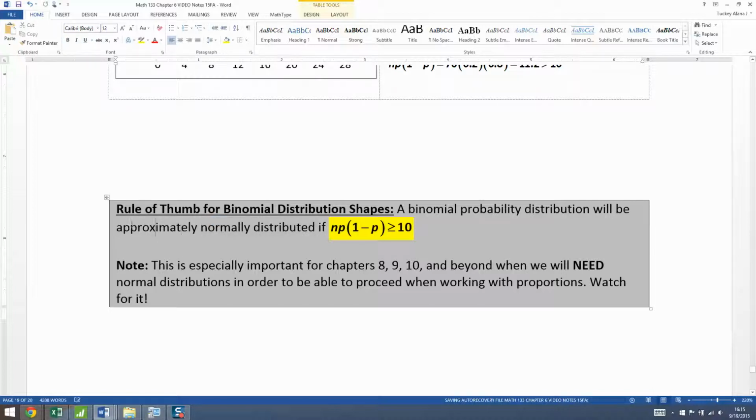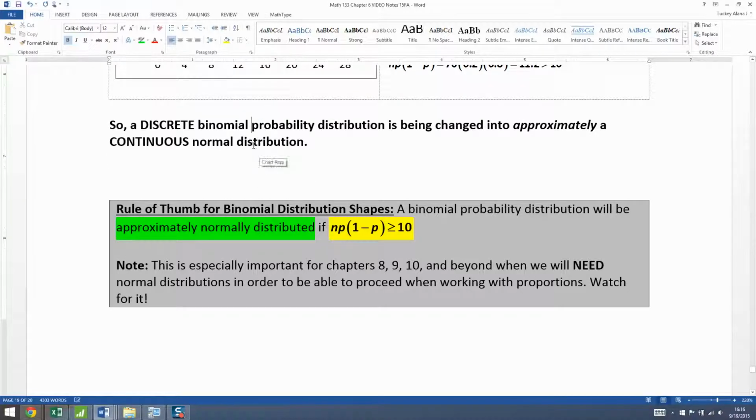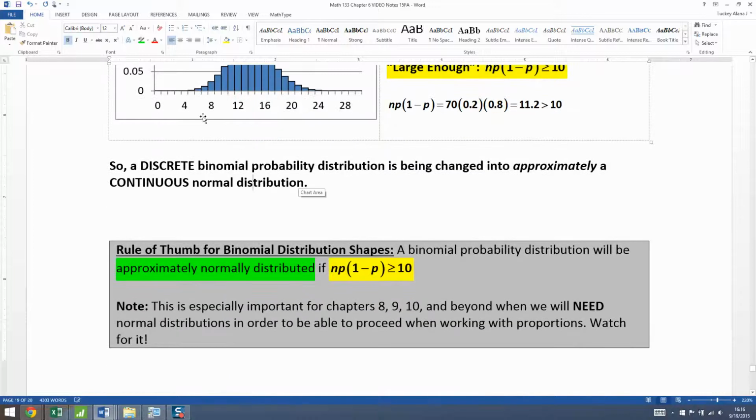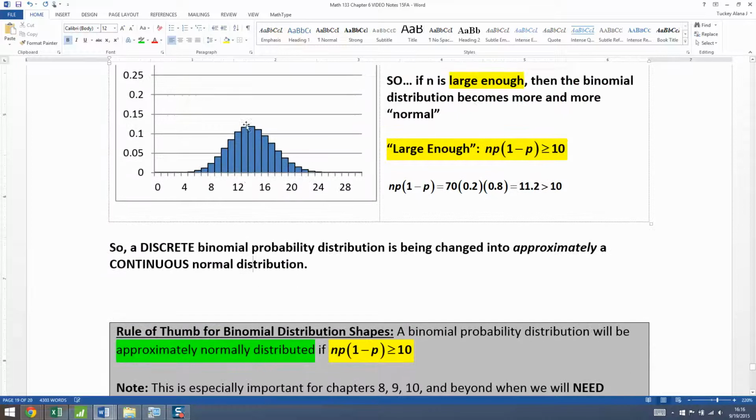Now it's not really normal because it's a discrete distribution, and a normal is a continuous distribution. But nevertheless, they're close enough as long as n times p times 1 minus p is greater than 10. And then I just wrote up real quickly what this means because it's important. We're taking discrete probability distributions. The binomial probability distribution is discrete. That's why you have bins here. These are bars here, and they're segmented.